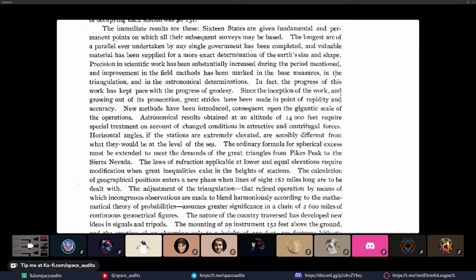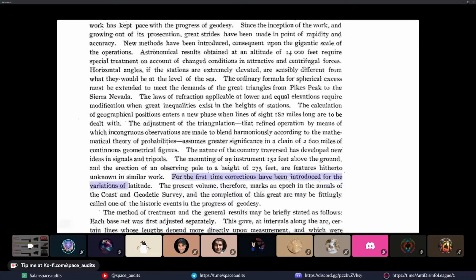They said, let's see: "The ordinary formula for spherical excess must be extended to meet the demands of the great triangles from Pikes Peak to Sierra Nevada. The laws of refraction, applicable at lower and equal elevations, require modification when great inequalities exist in the heights of stations." You don't say. I mean, when you're taking measurements 1,000 miles across based on optics and you're through a valley of fog? I mean, maybe. "The calculation of geographical positions enters a new phase when lines of sight 182 miles long are to be dealt with." Remember, the instrument they're using has never been used more than 182 miles absolute max.